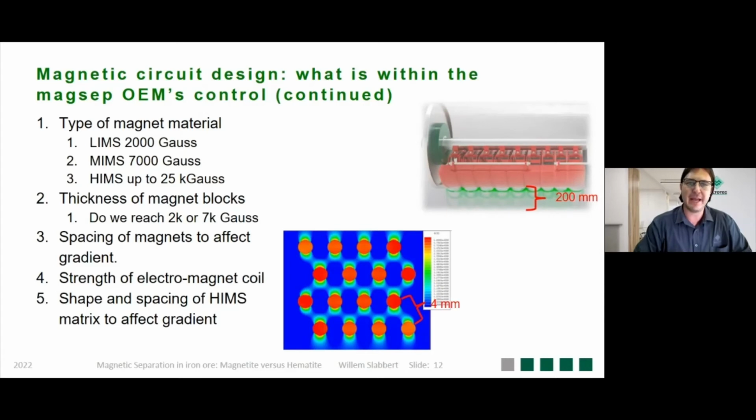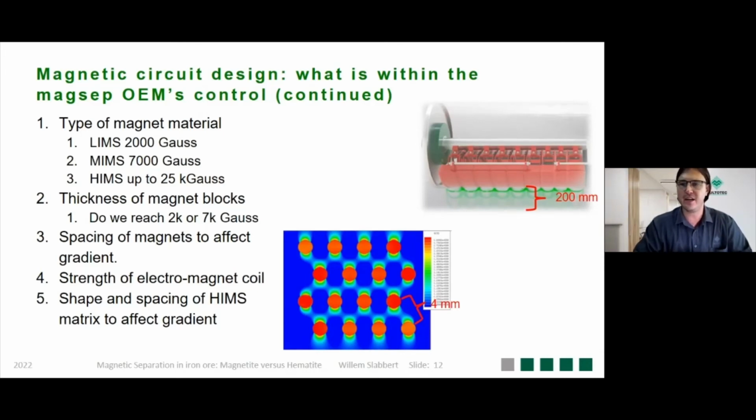If we use LIMS magnets or MIMS magnets, which are permanent magnets in the form of metal alloy blocks, we may not always reach 2,000 or 7,000 Gauss depending on the thickness of the material we use. So we carefully have to design the number of magnetic blocks we insert into our magnet circuit to make sure we achieve the optimum strengths. When we play around with the spacing of the magnets, we will also influence the depth of the flux lines running between the north and south poles, and we can therefore influence the gradient.